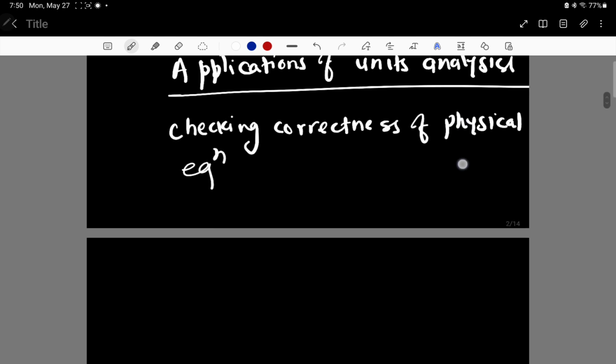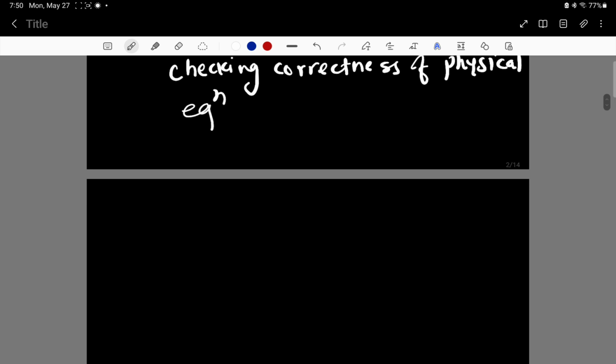Okay, so let's say you have an equation and you don't know whether that equation is correct or not. Even if you are not familiar with that equation, you can't derive that equation, you don't know the physical significance of that equation, you can check whether it is correct or not, if you know the units, okay. So let me get one example.